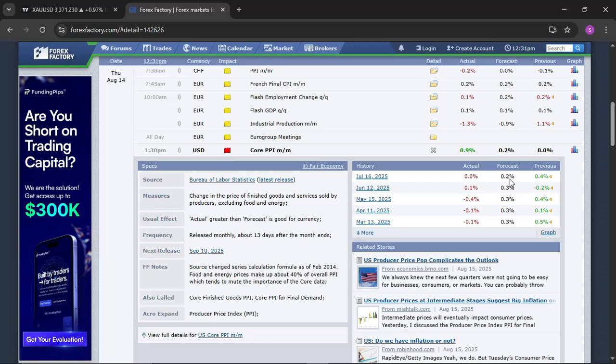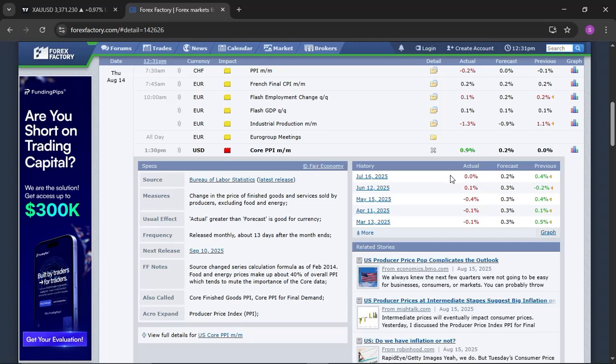So it's not greater than. That means the currency is weak. It's not good for currency. It's bad for currency, and gold will buy. This shows that USD will sell and gold will buy. That is how to read this chart.